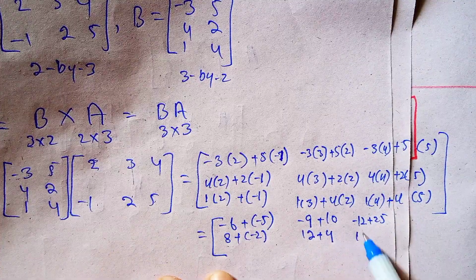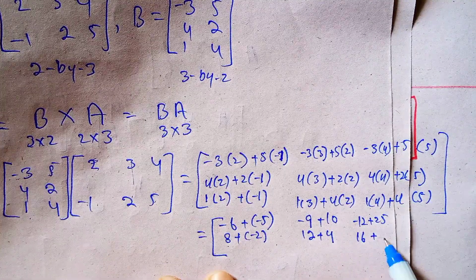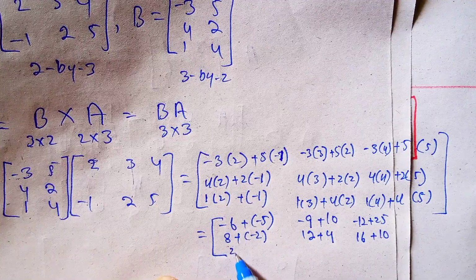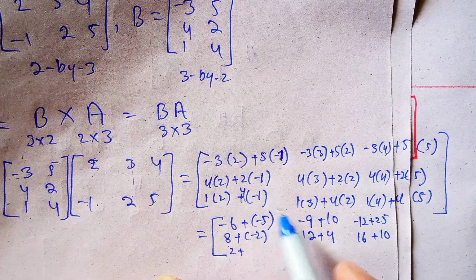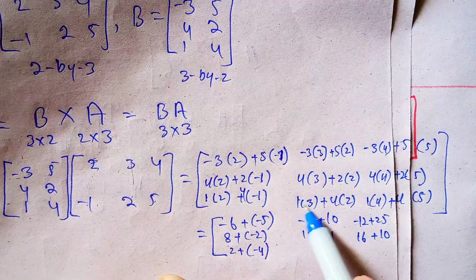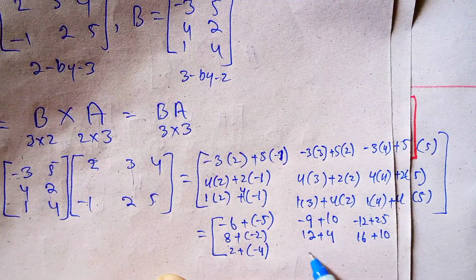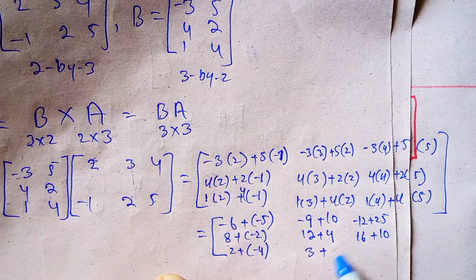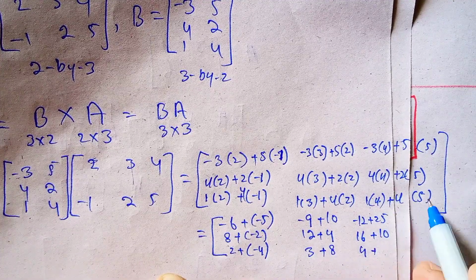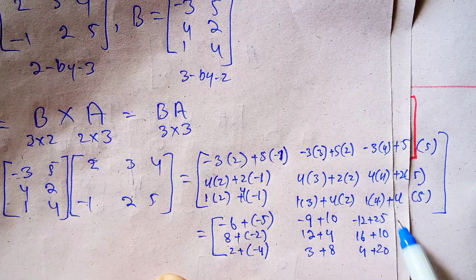4 times 4 as 16 plus 2 times 5 as 10. 1 times 2 as 2 plus 4 times negative 1 as negative 4. 1 times 3 as 3 plus 4 times 2 as 8. 1 times 4 as 4 plus 4 times 5 as 20.